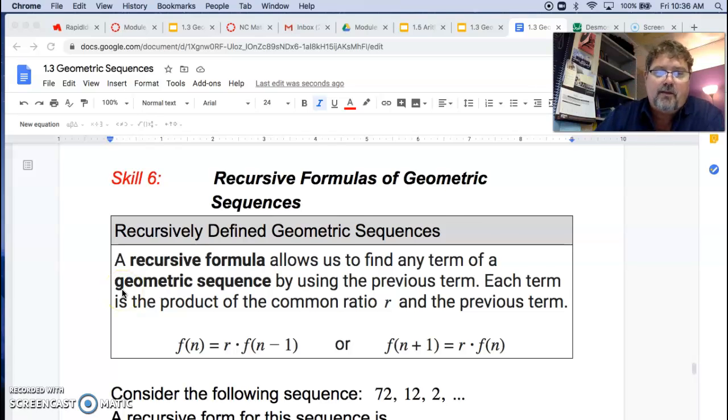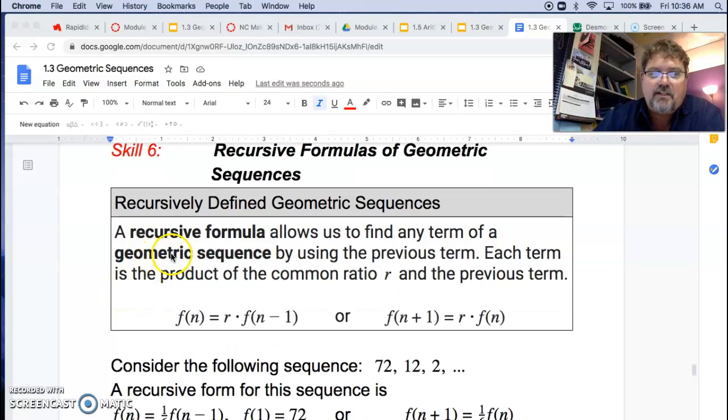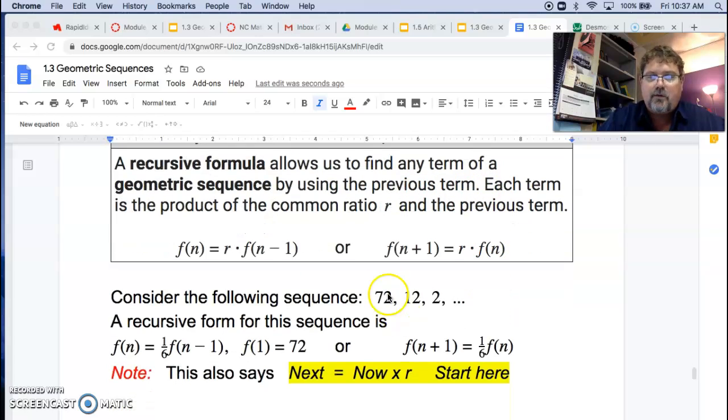All right, so what it means is a recursively defined geometric sequence says that to find a term, you have to use the previous terms. Each term is a product of the common ratio r and the previous term. Remember, n minus 1 is the term before n, or f of n minus 1, and f of n is the term before f of n plus 1. In other words, if this is f of n, that's f of n minus 1, and that would be f of n plus 1. I know it's confusing, and I'm sorry about that, but there's not much more I could do.